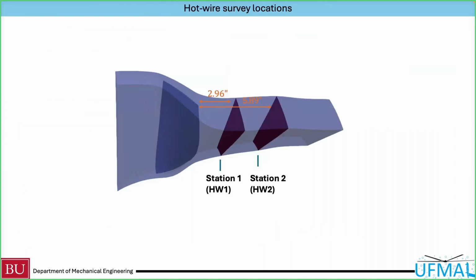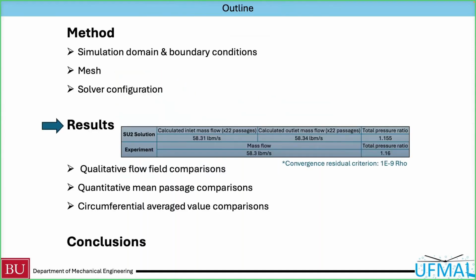So I will compare the solution at two hardware survey locations. Station 1, or hardware 1, is the mid-gap location, and station 2 is the location near the design stator leading edge. So moving on to the results, a quick summary here.